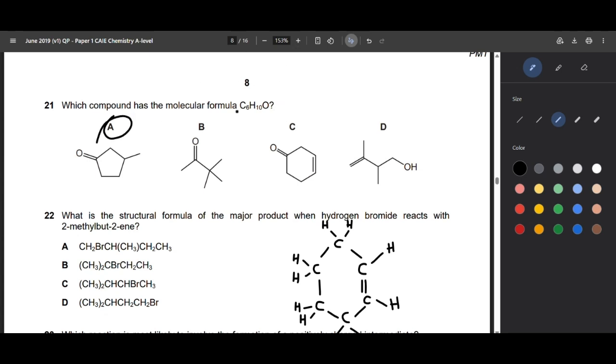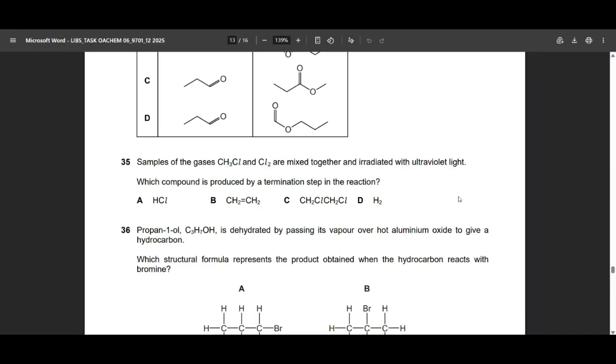So the molecular formula of C6H10O is A. Go to the next question.